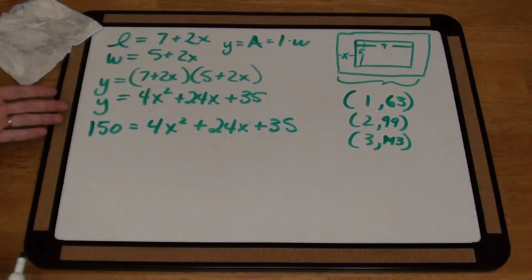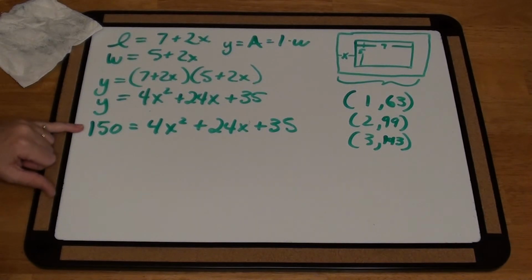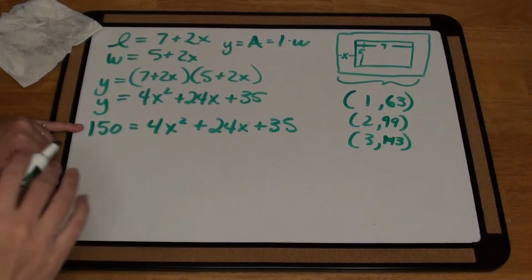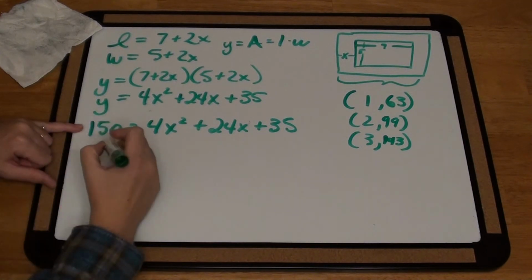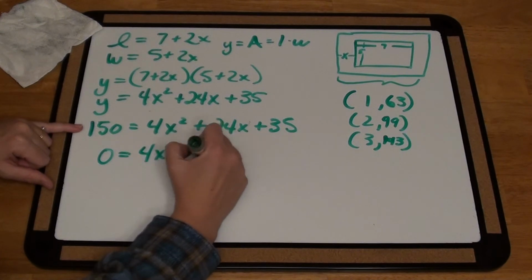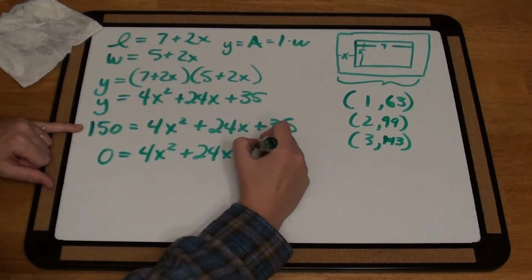And so now what do we have? We have to solve this equation. This is one equation with one thing we don't know. We don't know x. Since it's one equation with one unknown, we can solve it. So remember, how we would solve this is how we'd solve everything else. We want to set it equal to 0 first. So 0 equals 4x squared plus 24x, bring the 150 over as a negative, so you get minus 115.